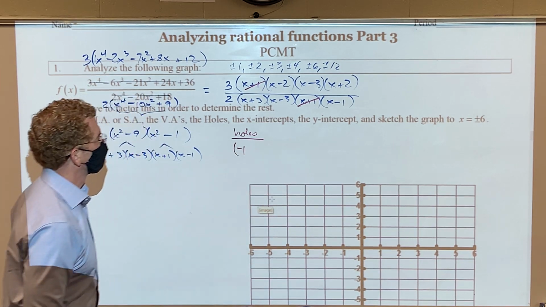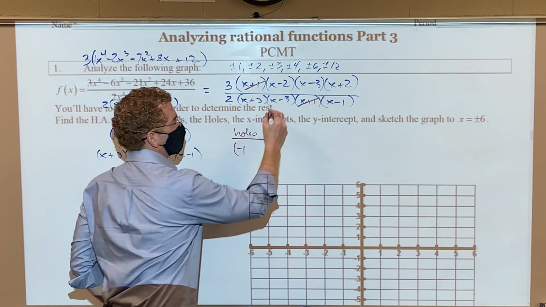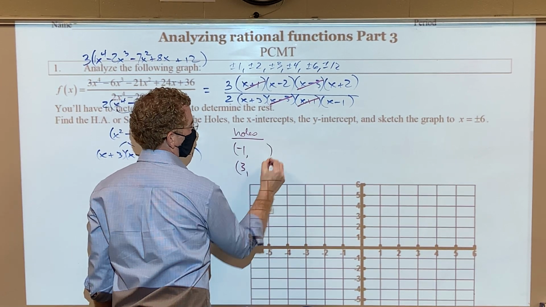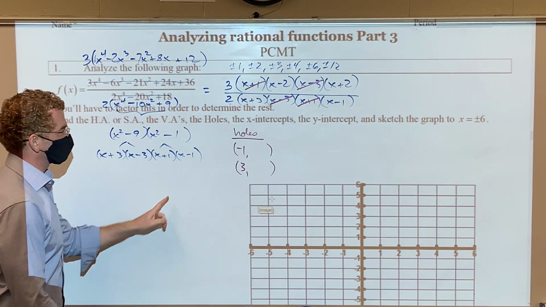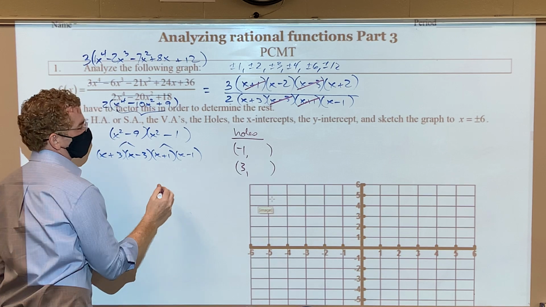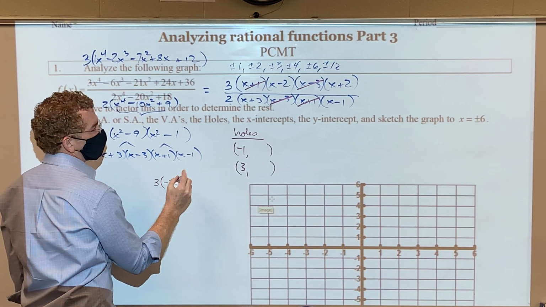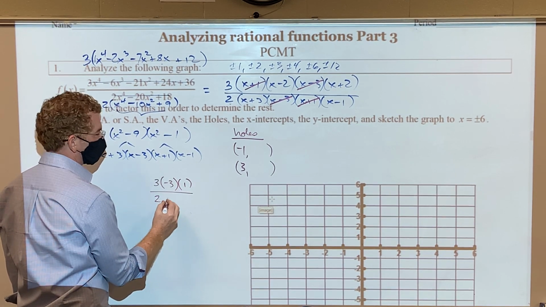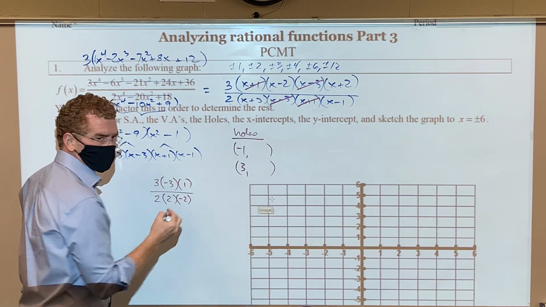Any other one? There. Also at positive 3. How do I find the y values that go with those holes? Okay, so I'm going to do that over here. If I plug a negative 1 in the numerator and the denominator, I get 3, negative 3, and 1 on the top. And I get 2, positive 2, and negative 2 on the bottom.